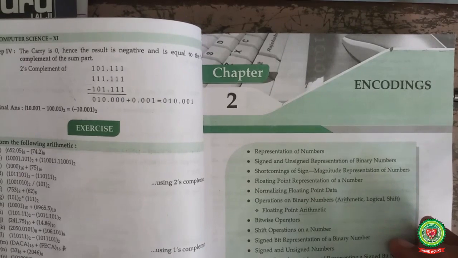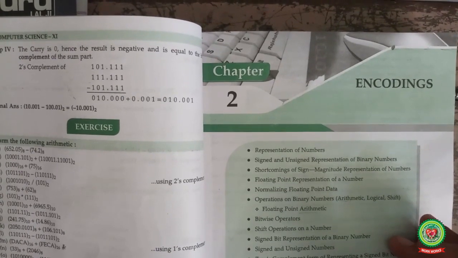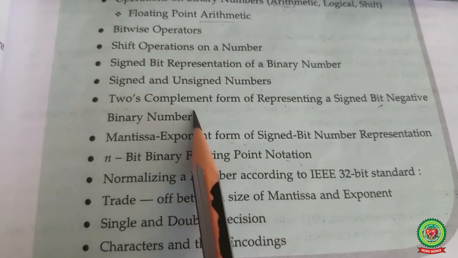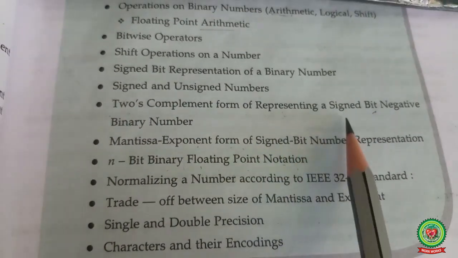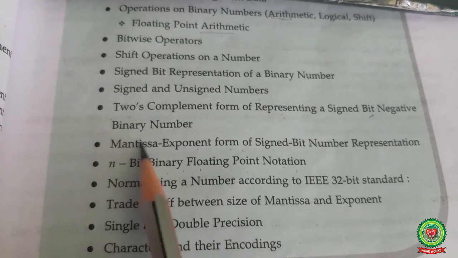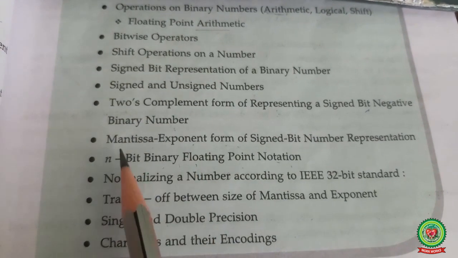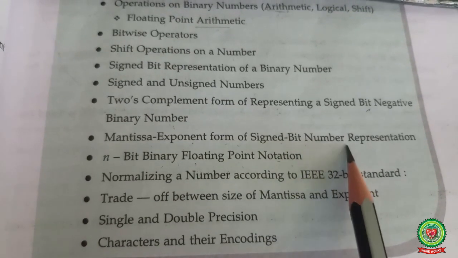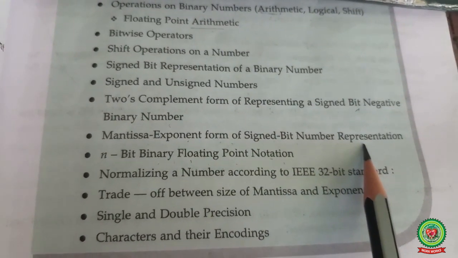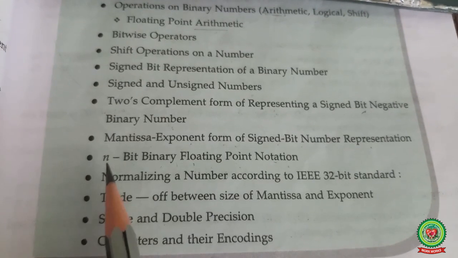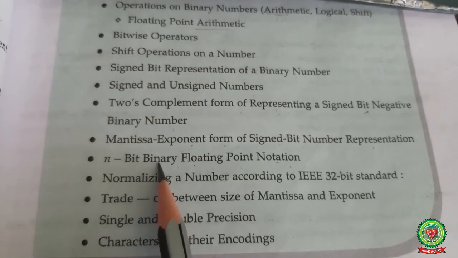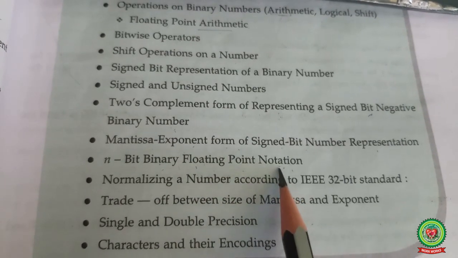Today we are going to continue chapter 2, encodings. In the previous class we discussed the 2's complement form of representing a signed negative binary number, and the mantissa-exponent form of signed number representation. The objective of today's topic is that you will learn n-bit binary floating point notation.